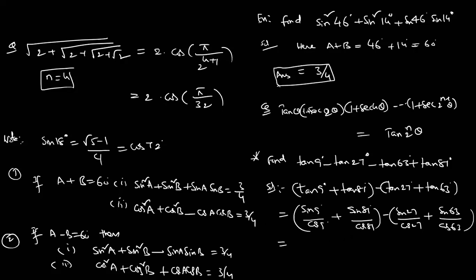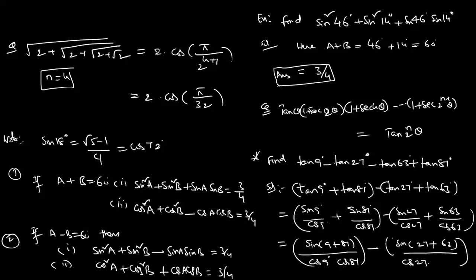So apply the LCM concept. Sin A cos B plus cos A sin B. What is the answer? Who can get sin of A plus B by cos 9 into cos 81. Similarly, here also sin of A plus B divided by cos 27 into cos 63. 9 plus 81, sin 90 is 1, dear students. 27 plus 63, 90, sin 90 is also 1 here. Then try the next step.